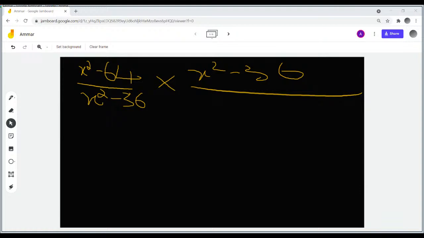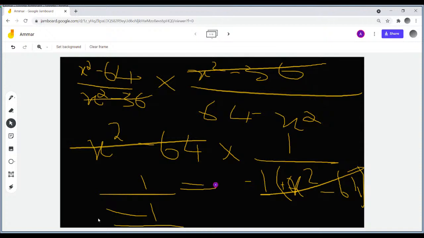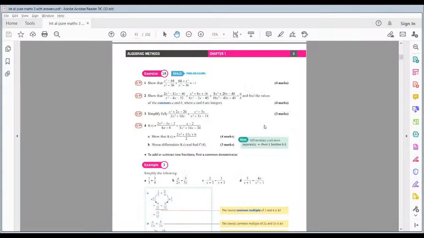I'll just write it like this. Plus x square minus. So it's just 1 by minus 1. Oh, in fact, wait, it says equal to minus 1. You have to show that this expression is equal to minus 1, so hence proved. Okay, yes.